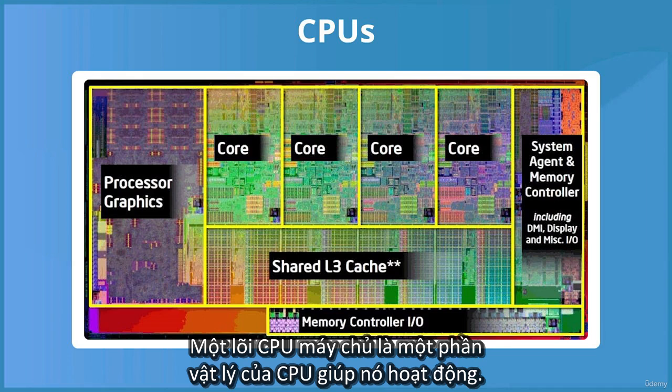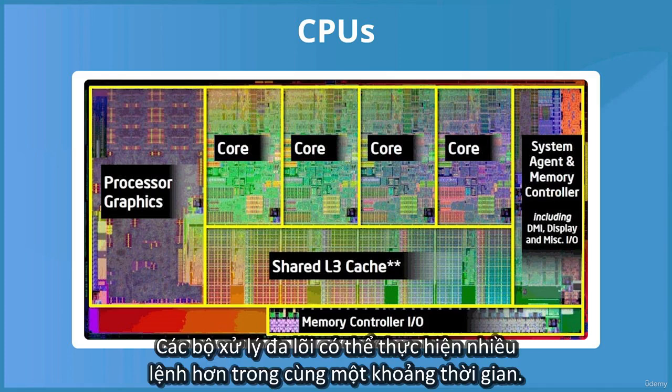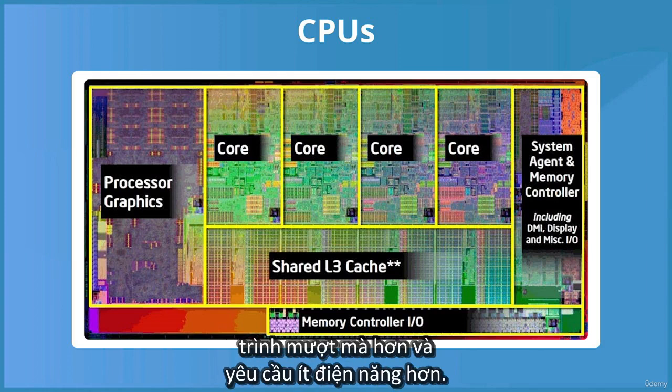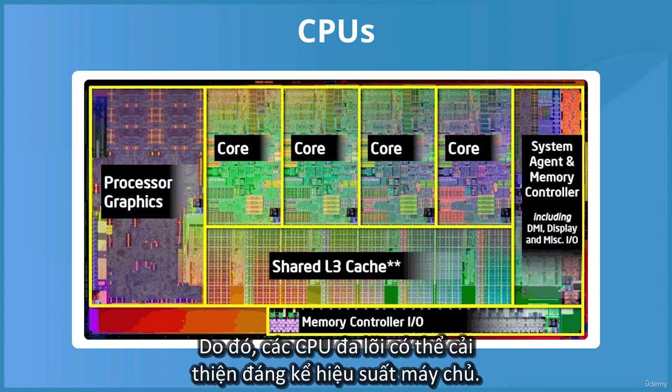A server CPU core is a physical part of a CPU. It enables it to work. Multi-core processors can execute more instructions in the same amount of time. Moreover, multi-core processors enable smoother program running and require less power. Therefore, multi-core CPUs can substantially improve server performance.